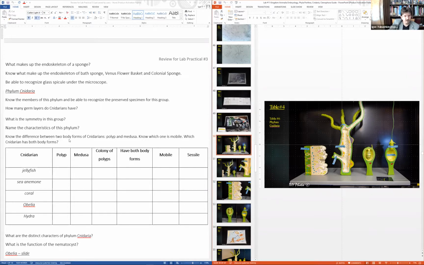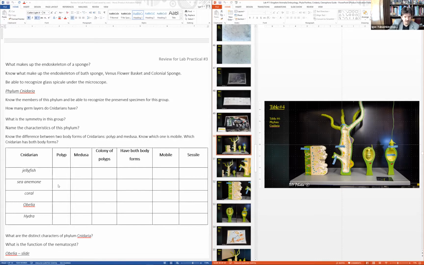Now know the difference between two body forms. The tentacles up, that's most likely a polyp. The tentacles down, that's most likely a medusa. So looking at this hydra, tentacles go up. Is it a medusa or is it a polyp? It's a polyp. All right, so now a jellyfish will have a medusa predominant, and it's mobile.